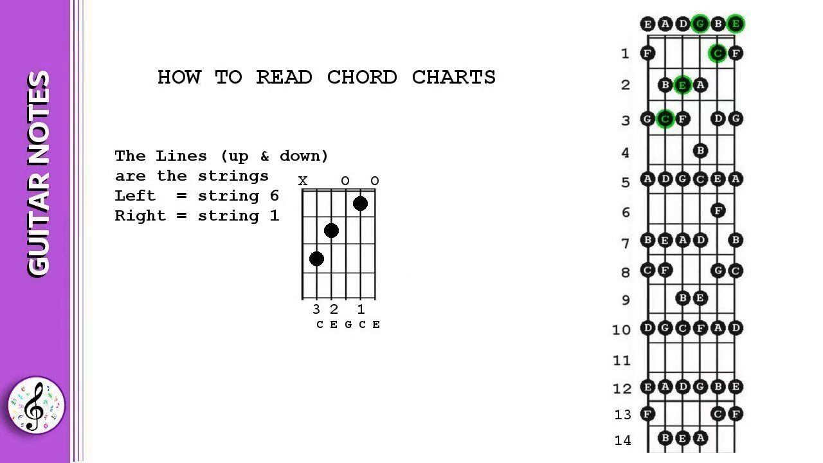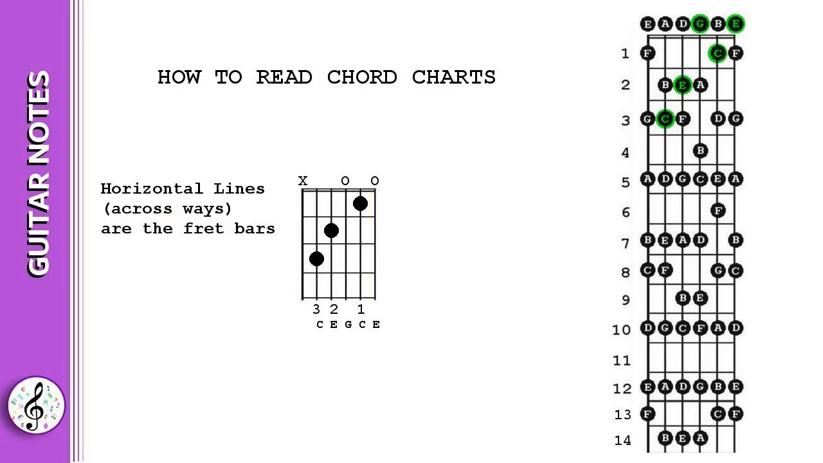So how to read the chord charts. The lines that go up and down are the strings. On the left is string number 6, the thick string. On the right is string number 1, the thin string. The horizontal lines that are going across are the fret bars.